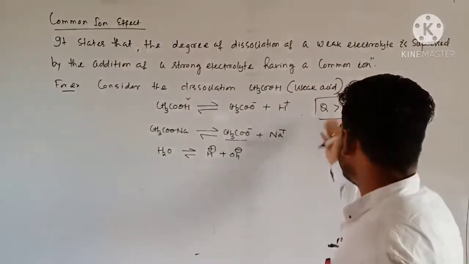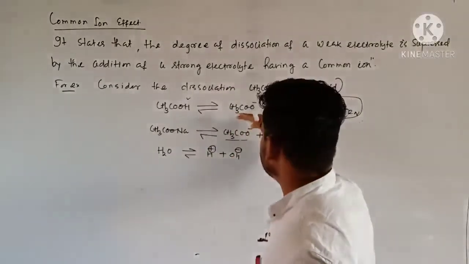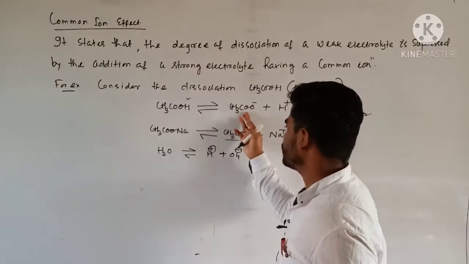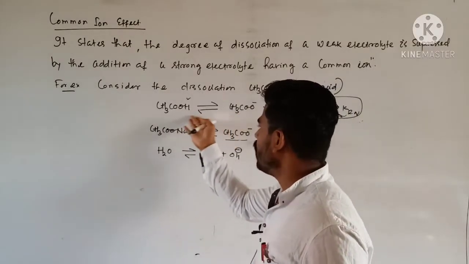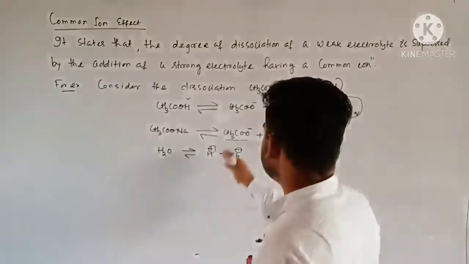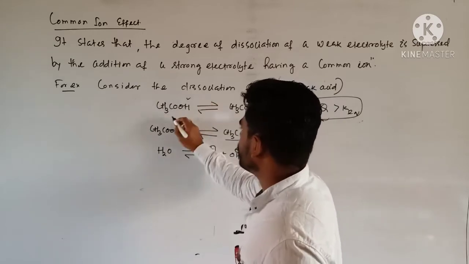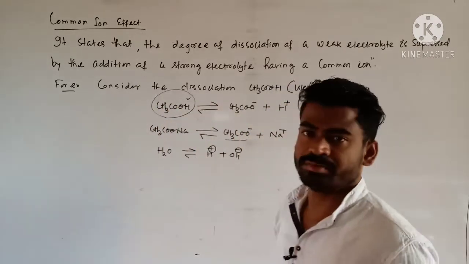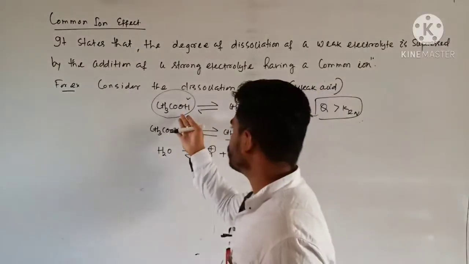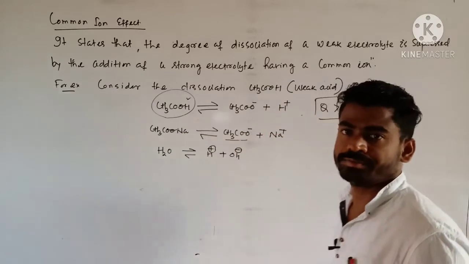So what does it indicate? In order to maintain the value of the equilibrium constant as such, the reaction will proceed in the backward direction. Since acetate ion concentration is more, the reaction proceeds backward in order to maintain the equilibrium constant. So instead of dissociation, the formation of acetic acid takes place to maintain the value of the equilibrium constant. That's why its dissociation is suppressed by adding this strong electrolyte.